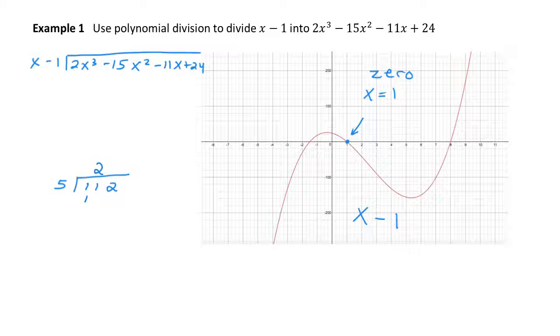2 times 5 is 10. So I placed a 2, multiplied it to my 5, I got 10, and then whatever I put here, I have to subtract it away. The difference is 12, and then we just keep going.